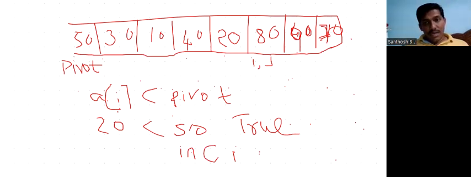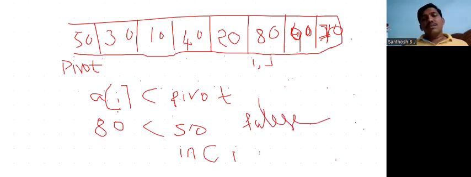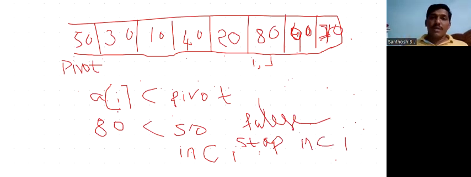Now once again, we keep comparing with I only until the condition is false. What is the value of A of I? A of I is 80 now. Is 80 less than 50? No. The condition is false. So stop incrementing I. Now you stop the increment.